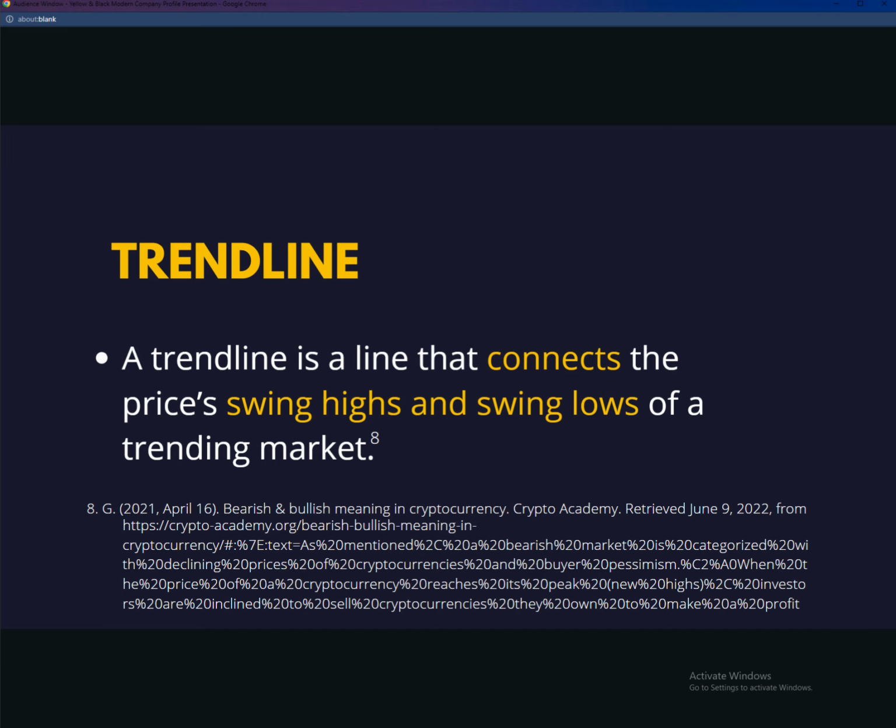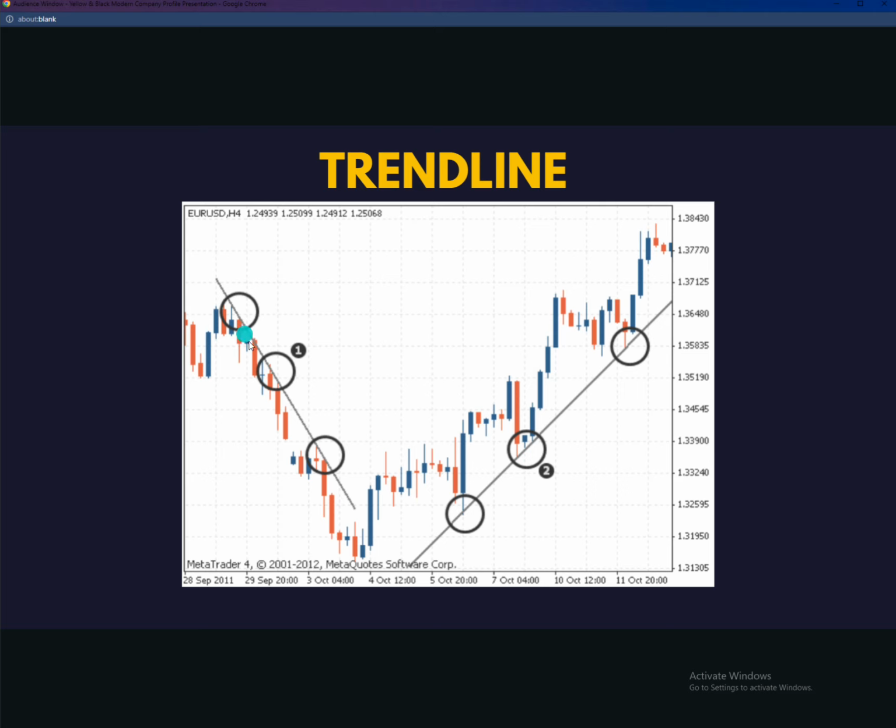By looking at the trend line, we can see the swing highs and swing lows as it intercepts and how it can act as a resistance or support line.